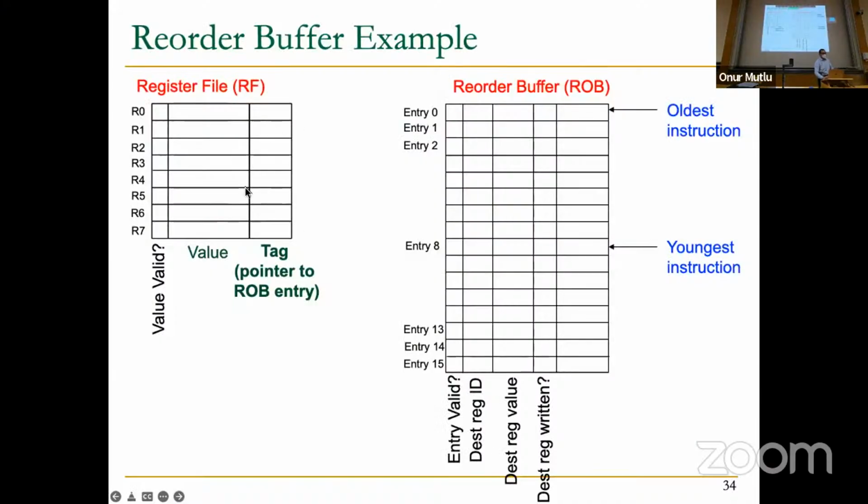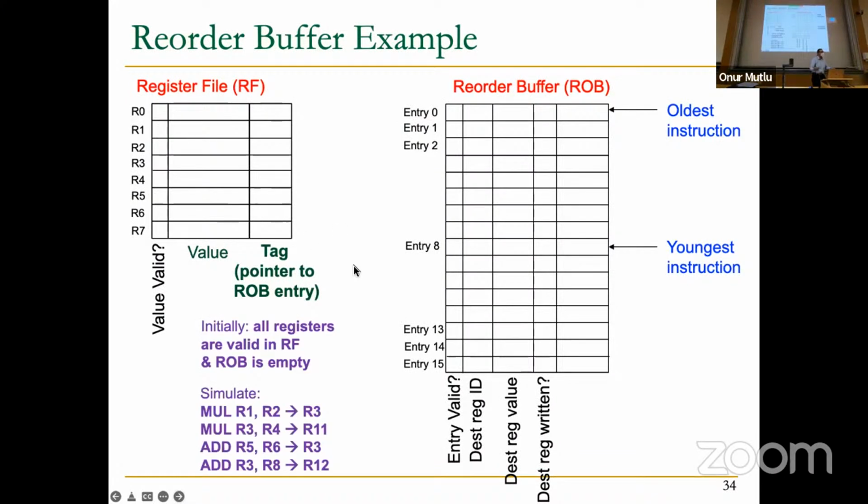So basically, this is the tag, which is a pointer to the reorder buffer entry. And you can do the exact simulation right now, which we just did. We just need to update the tags such that, whenever you decode an instruction, you also put the reorder buffer entry of the instruction that's going to write to that register into this tag field in the register file, right?